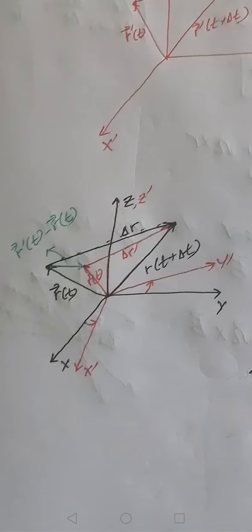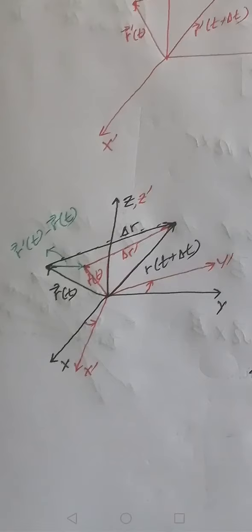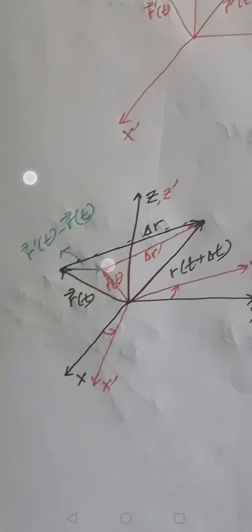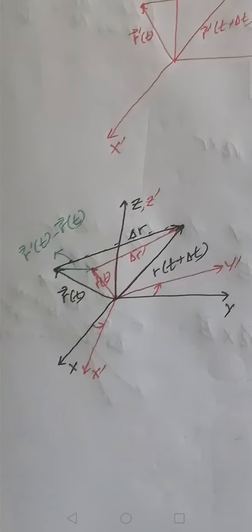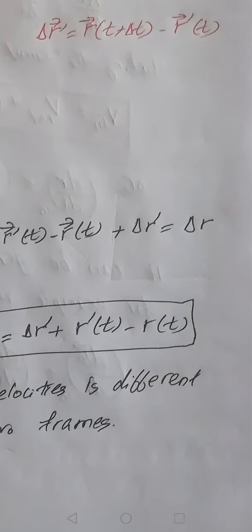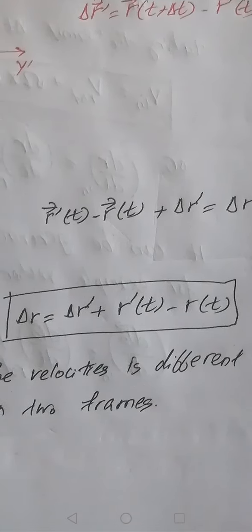But there is a green one. The green one is actually constructed from these vectors r of t and r prime of t. Therefore this green vector is r prime of t minus r of t. Okay, so we want to know the relation between delta r and delta r prime. We can construct it from this triangle, from the vector constructions. From that, r prime of t minus r of t plus delta r prime is equal to delta r, or delta r is equal to delta r prime plus r prime of t minus r of t.